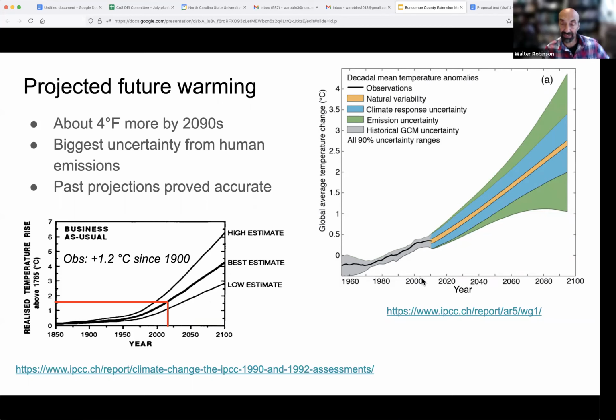Okay, but what about the future projections? This is a future projection. Again, this is from the most recent, the 5th assessment report of the IPCC.